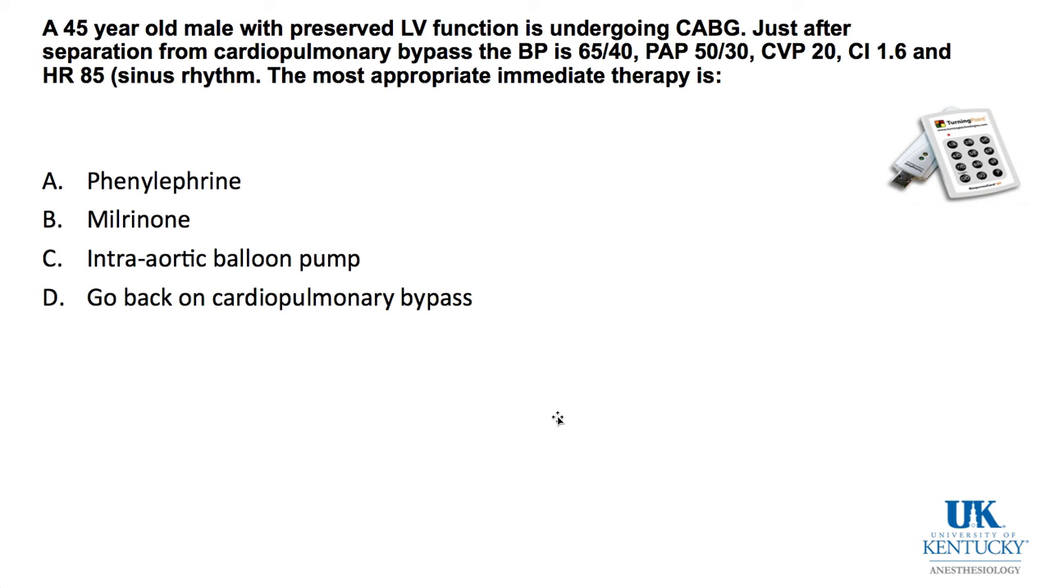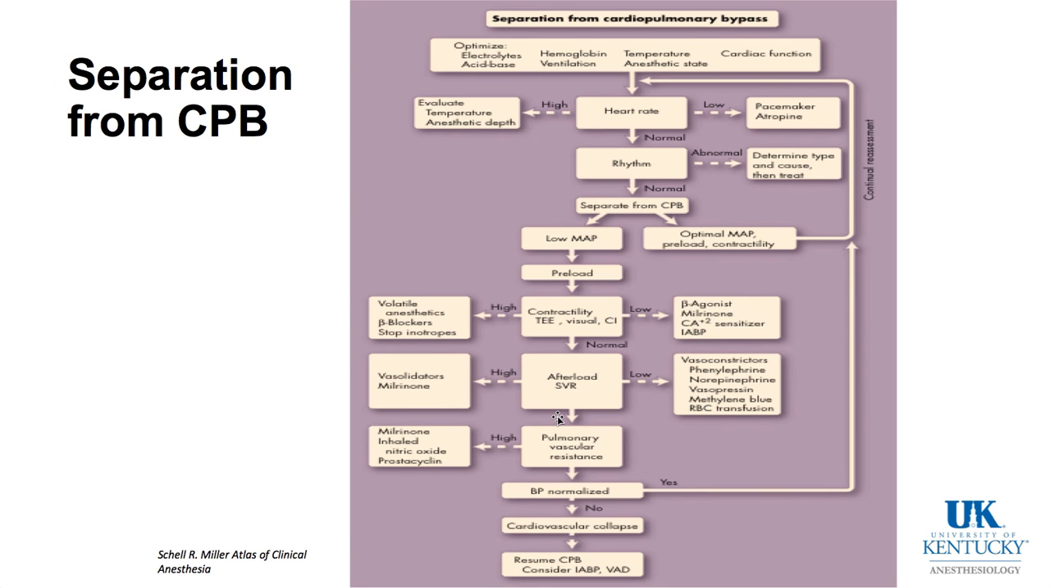Well, this is a severely hypotensive, filled, stretched ventricle with a low output, and in this case, you want to go back on bypass and reassess and think about other ways to come off, maybe with inotropes and possibly assistance mechanically. So let's look at least one algorithm for separation from cardiopulmonary bypass. And again, this is from Atlas of Clinical Anesthesia, a chapter I wrote.